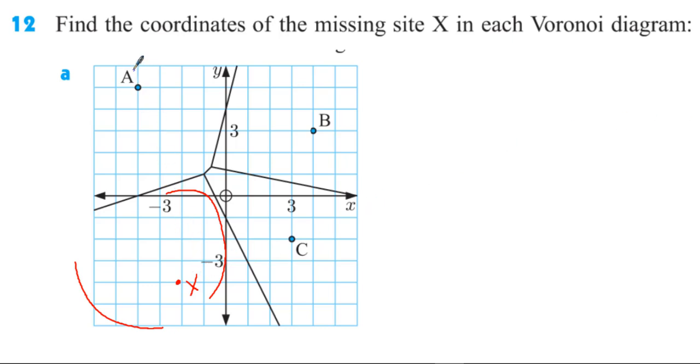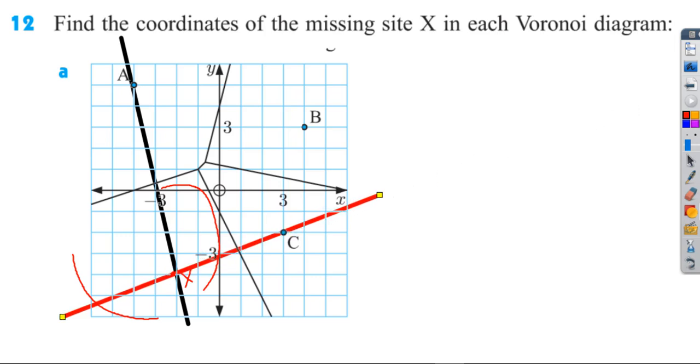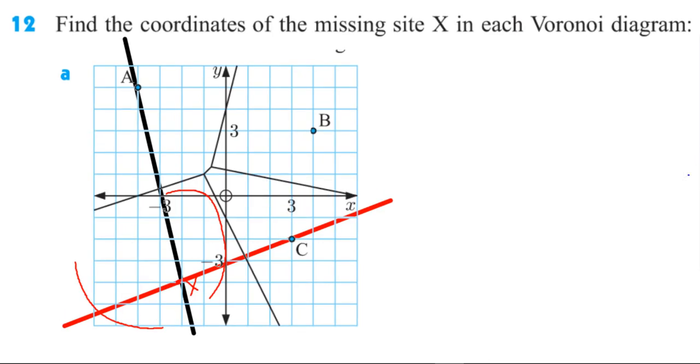First, we need to just construct the lines. Let's find these two lines. Let me choose a different color. We can find these lines. After we find them, we will just find the intersection point. We will have two equations, simultaneous equations, and we find this intersection point. So we know how to find the equation of these lines because we know their gradients.